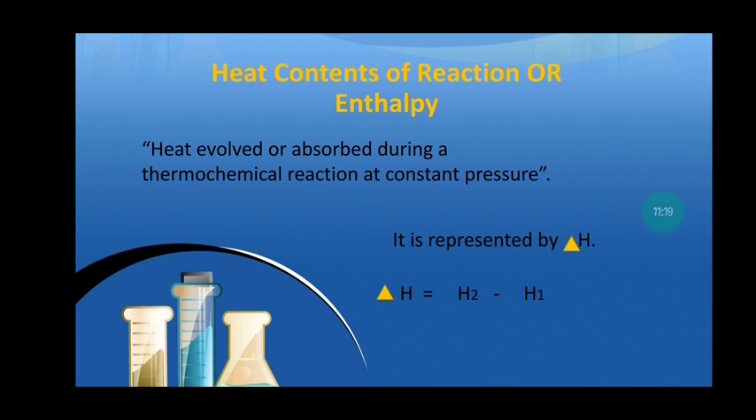Here is an equation that says that delta H is equal to H2 minus H1. Delta H, we know that it is the change in enthalpy or change in heat content of reaction. It is equal to H2, the heat content of products, minus H1, the heat content of reactants. Obviously, whenever we have to find out the difference, we subtract the final reading and the initial reading. So, whenever we subtract the heat content of reactants from the heat content of products, we get delta H or change in enthalpy.